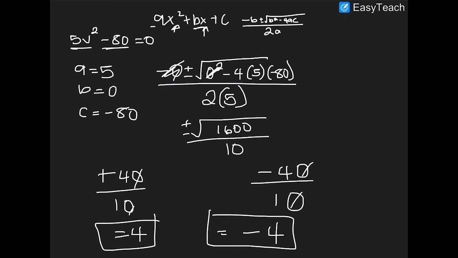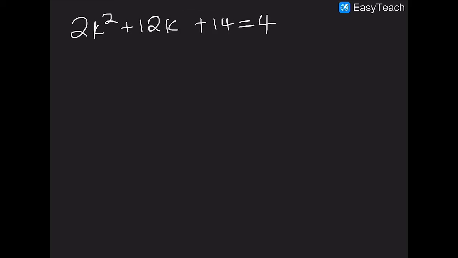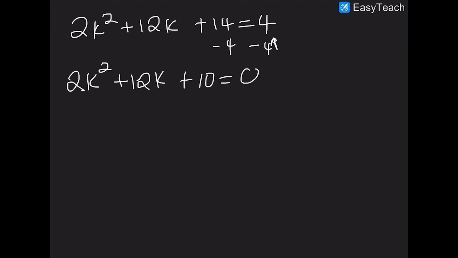Now we're going to do another example. Now, when we have this equation, we have to remember the right side of your equation must always equal 0. So if it's not, we're going to make it equal 0. And to do that, we're going to take away 4 from both sides. I'm going to be left with 2k squared plus 12k plus 10 equals 0.